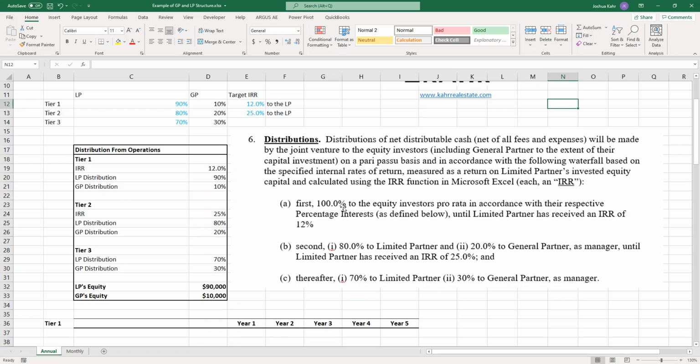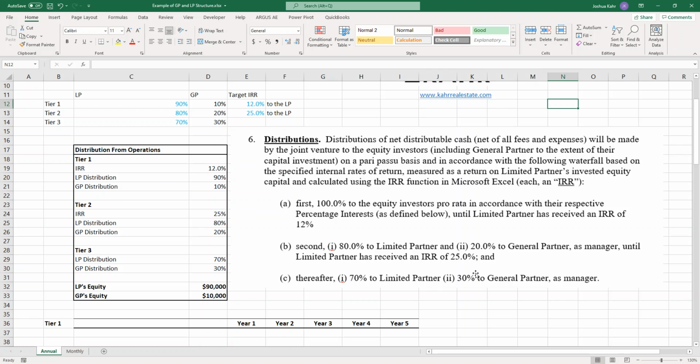In this case, 100% of the money will first go to the equity investors in accordance with what they put in. So if you put in 90 cents and I put in 10 cents, we're splitting 90-10 until the limited partner gets 12% on their money. Then 80-20 until the limited partner gets a 25, and then 70-30.